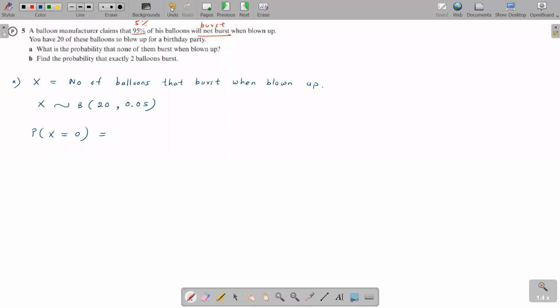Let's now use the equation. So what was the equation for probability capital X equals small x? It was nCx p to the power x, 1 minus p to the power n minus x, right? So let's do that. 20C0, p to the power x, 1 minus p, 0.95 to the power n minus x, 20 minus 0. Guys, get the answer here.